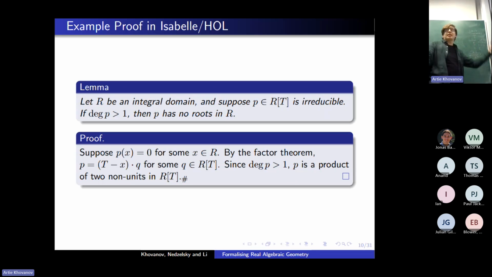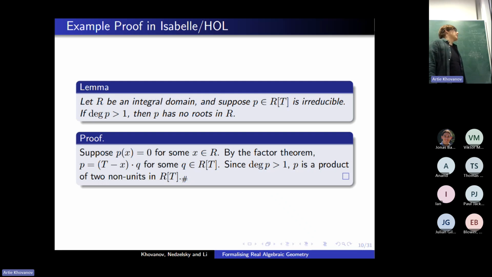So let's look at an example proof in Isabelle. We've got an integral domain R, and we've got an irreducible polynomial P in R. We're saying that if the degree of P is greater than 1, then P has no root in R. I'll quickly go through the informal LaTeX proof. If P(x) is 0 for some x in R, i.e. P has a root in R, we're going for a contradiction.